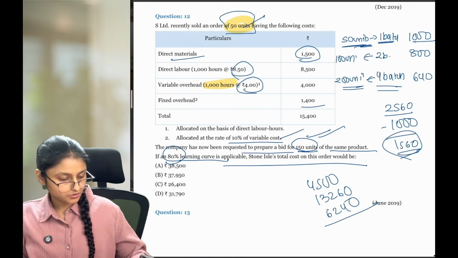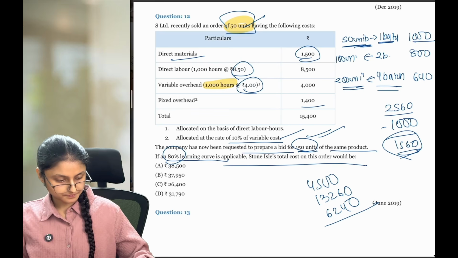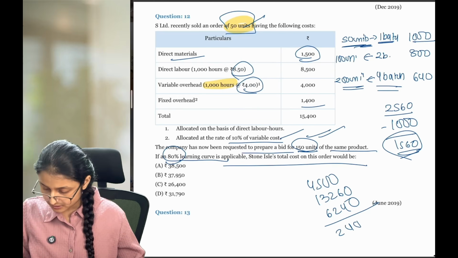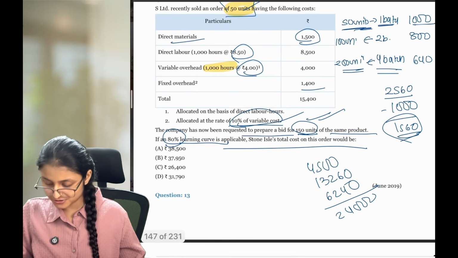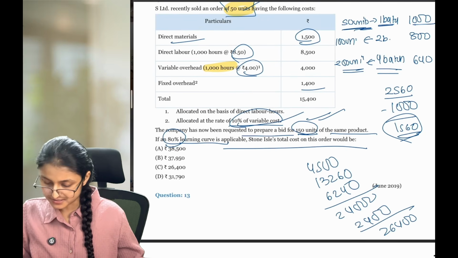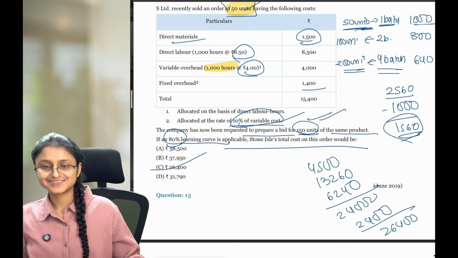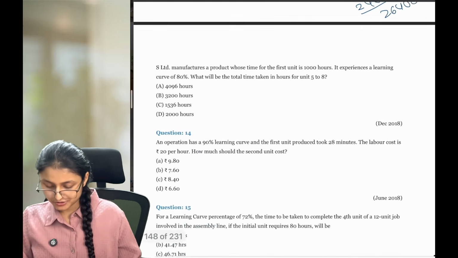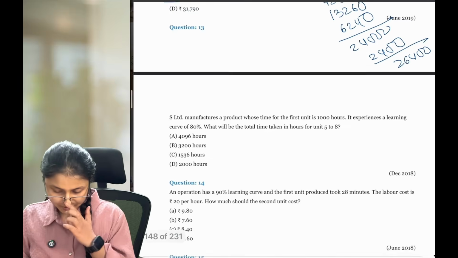So the total variable cost is 24,000. 10% of this is going to be your fixed cost. So 2,400 is fixed cost. So total we are getting 26,400 as the cost applicable here. Okay, done. Now moving forward to the next question, and we are left with only 3 questions here.